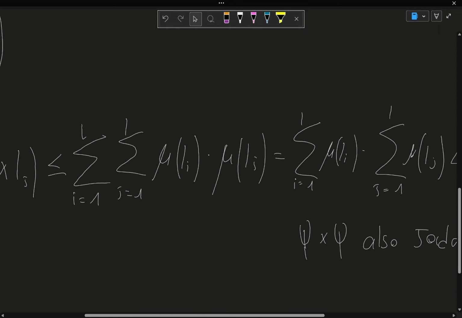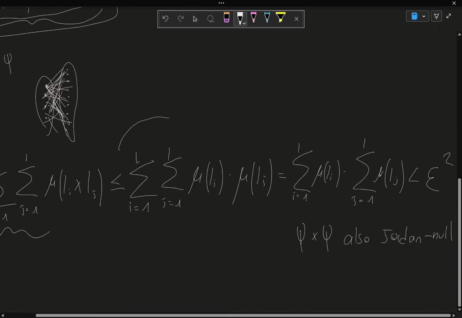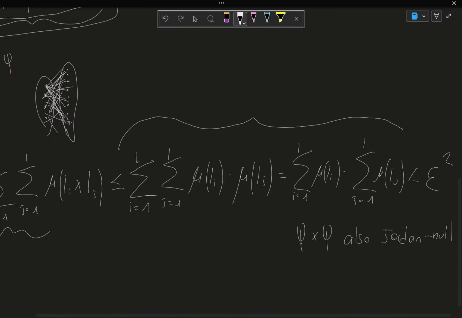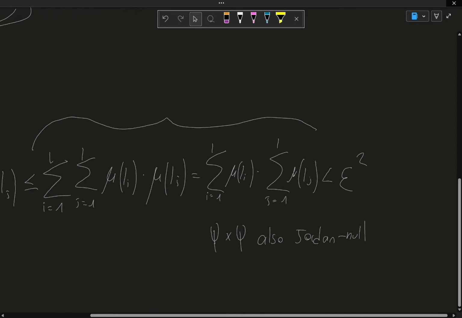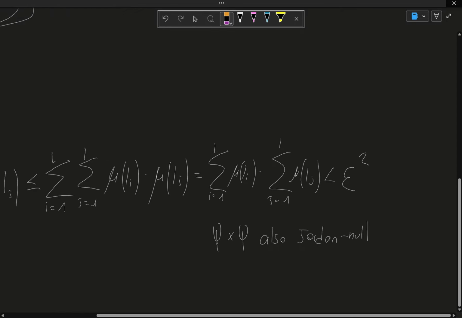The last part right here, we just split the sum up into its different components. This is justified due to the distributivity of the multiplication over the addition. So everything works fine, we didn't do anything illegal.